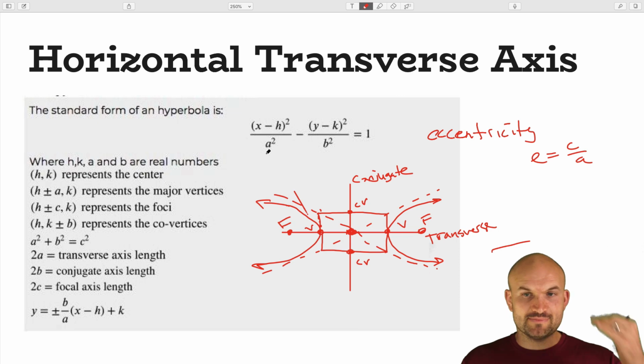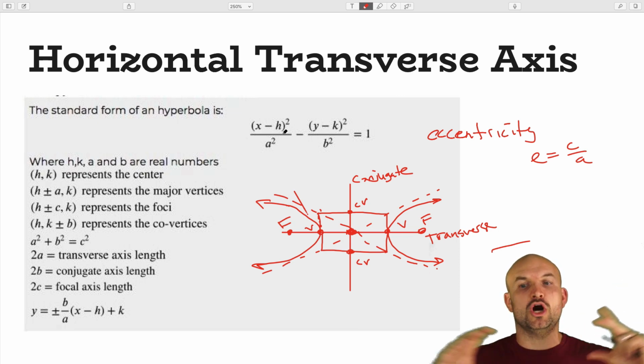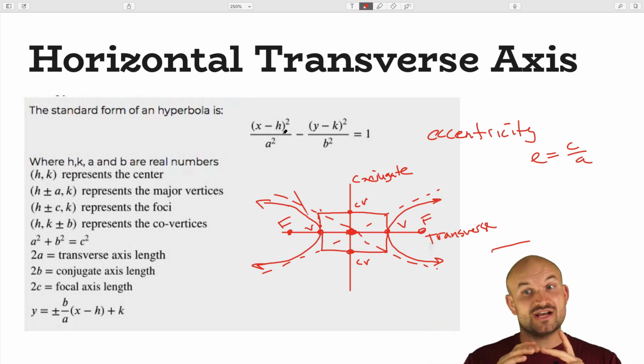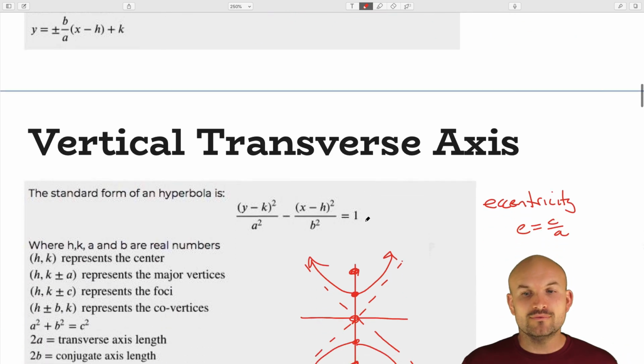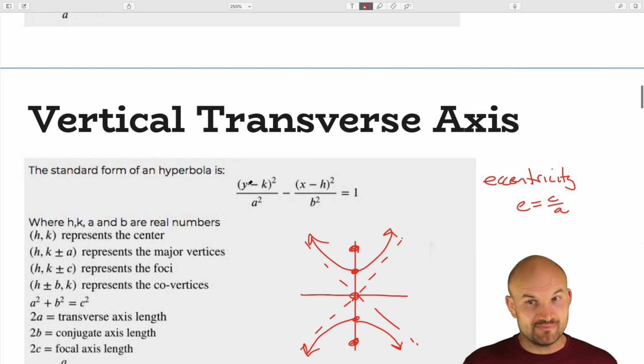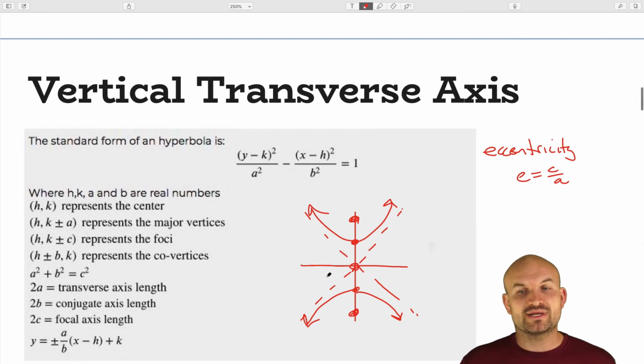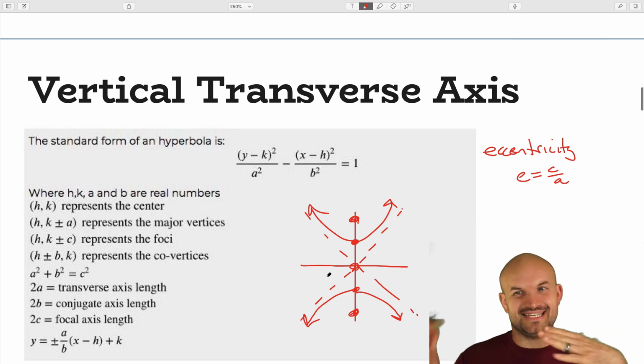However, just like for an ellipse, if a squared was under x, that means you have an elongated, in this case, major axis. Well, in this case, you're going to have a horizontal transverse axis. So now my a squared and my b squared remain the same, but now you can see I have my y over my a squared. Now what we're going to have is a vertical transverse axis. So I didn't label everything. I just wanted you to kind of see the difference here.